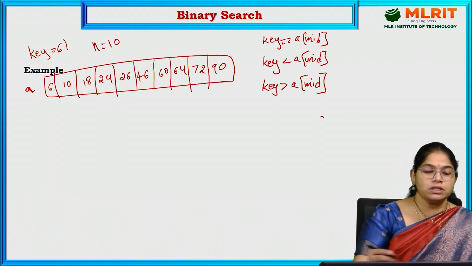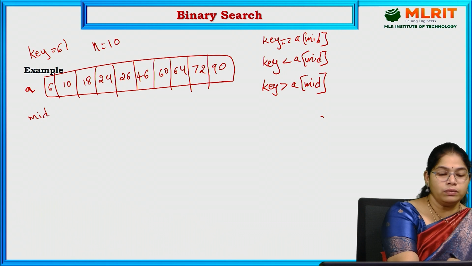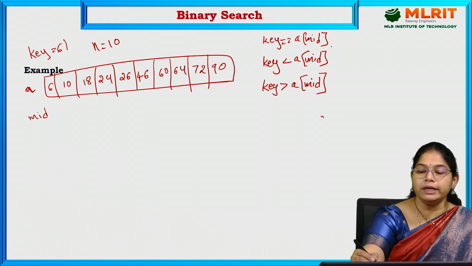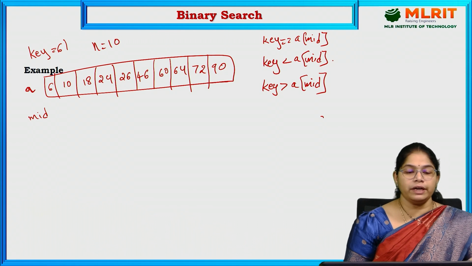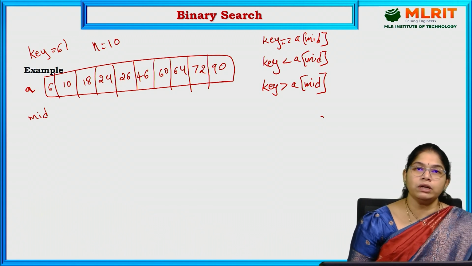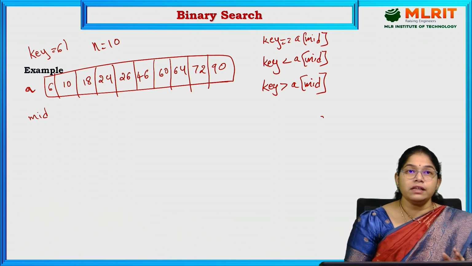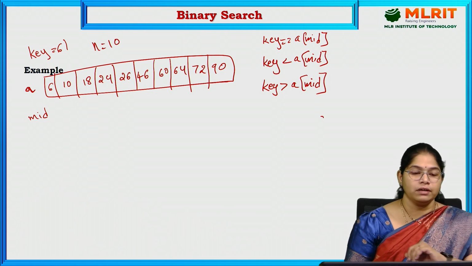Now first we have to find out the mid value. Then we have to check whether the key value is equal to mid, or less than the mid value, or greater than the mid value. If it is equal to mid, we will print the element is found. If not, we will divide the given array into sub-arrays, left and right.